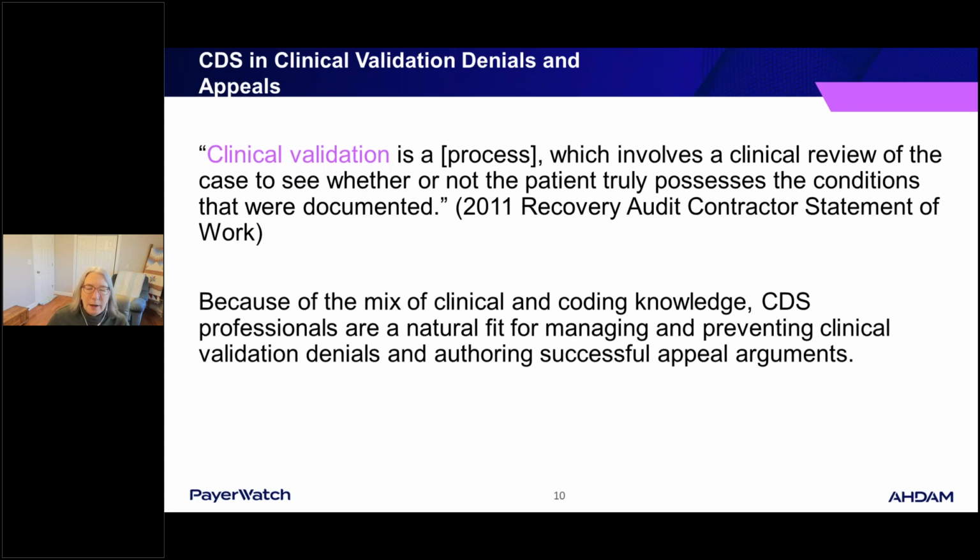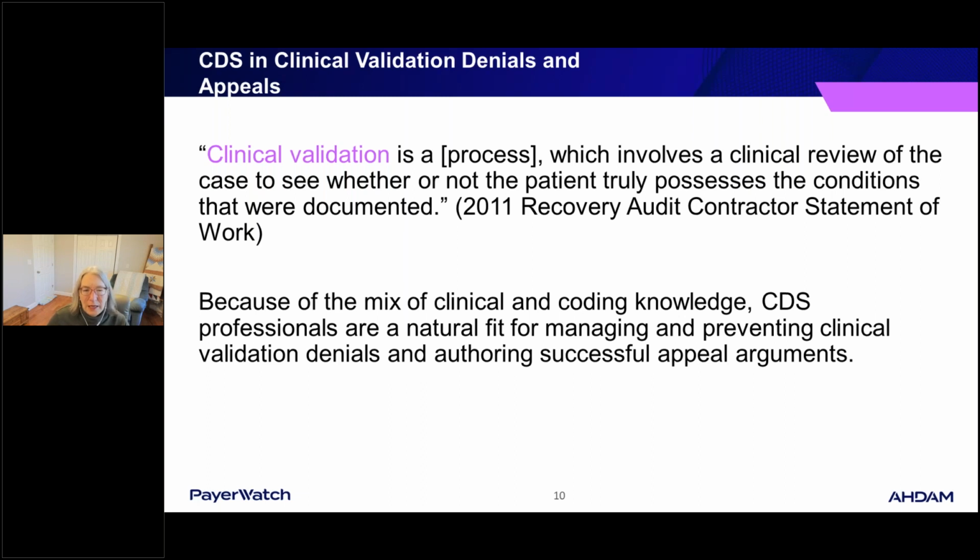And I kind of take a little offense at the way that's written, because how does someone who's looking at a medical record know whether a patient truly possessed the conditions that were documented if they weren't at the bedside evaluating and assessing and treating that patient? So I think they could have worded it a little bit differently.